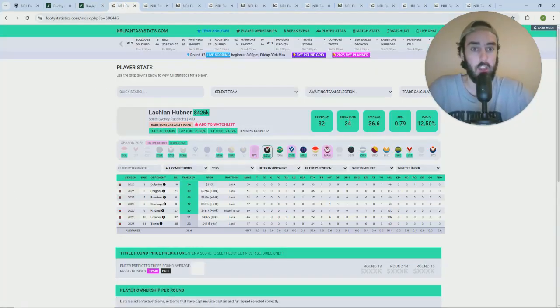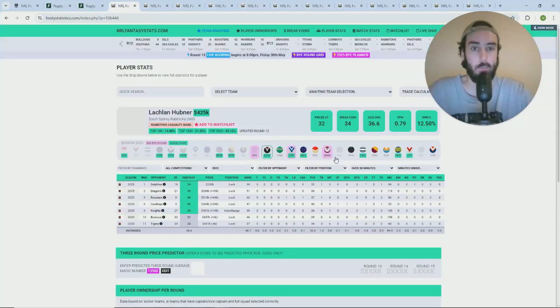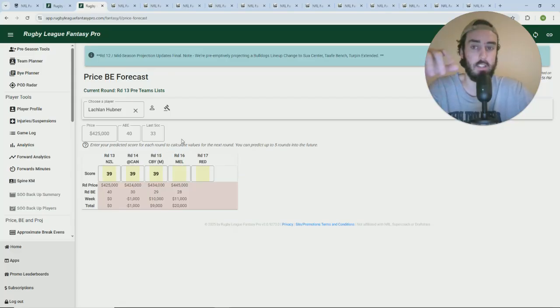I know it says 34 here, but long term, historically, and this season, Rugby League Fantasy Pro has the best projections. This is a paid site, so it's like $30 a year or something. So not everyone has access to it, but pretty comfortably, you can just add about 5 to 6 on top of this break even, and you'll get to around the same mark. But yeah, I always use this site here, but if you don't have access to it, you can just use that. Yeah, so he's got a 40 break even this week.